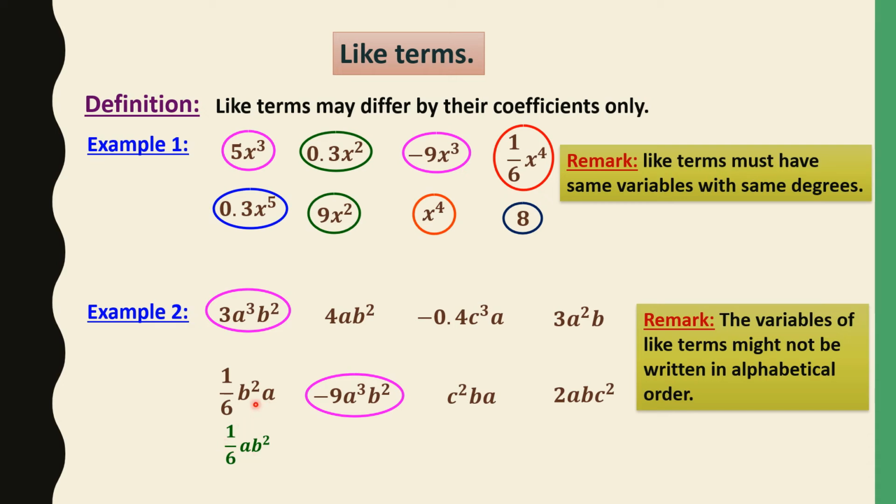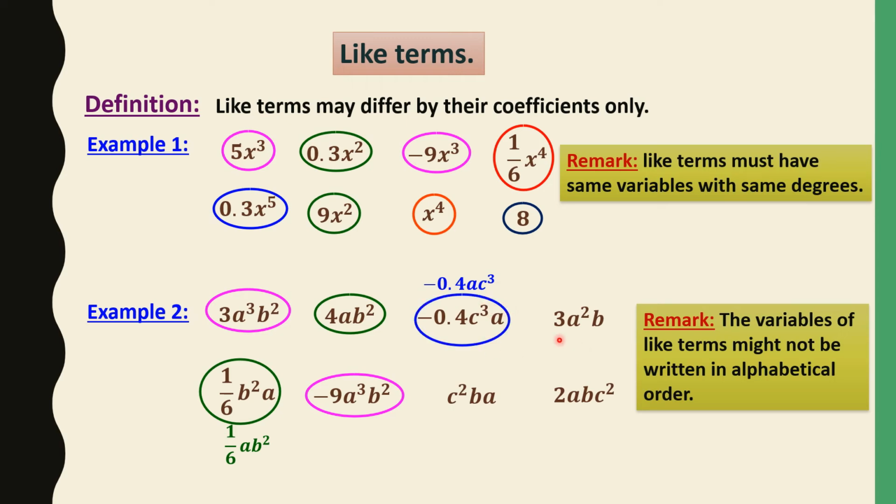Here, if we write them in alphabetical order, we notice that 4ab squared and 1/6 ab squared are two like terms. They have different coefficients, 4 and 1 over 6, but same variables, a exponent 1, a exponent 1, b squared, b squared. Same degrees. Negative 0.4 c cubed a. Can we find a like term having c cubed and a? No, we cannot. So it's by itself. It's in fact negative 0.4 ac cubed.